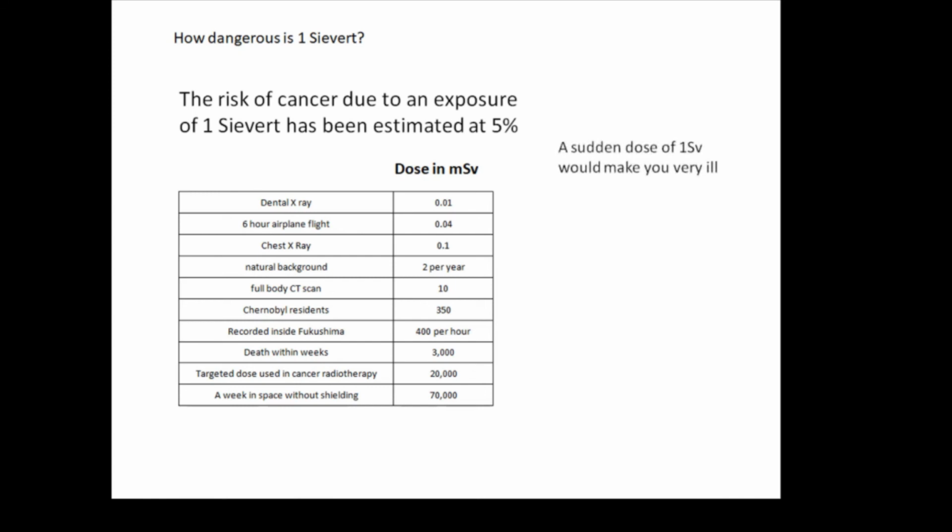Okay. Talking about the risk of cancer, a dose of 1 sievert would make you very, very ill. It would destroy a lot of your cells without giving you cancer. You would have radiation poisoning, which you could recover from if you don't die, but it would make you very, very ill.